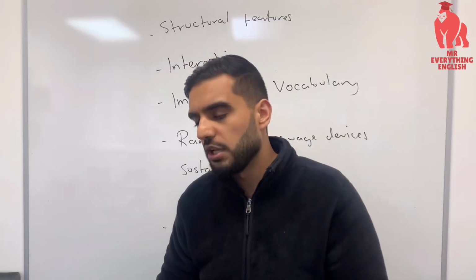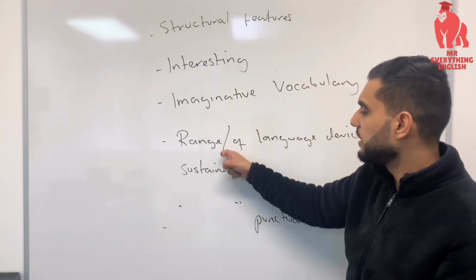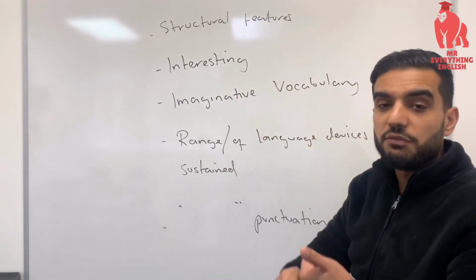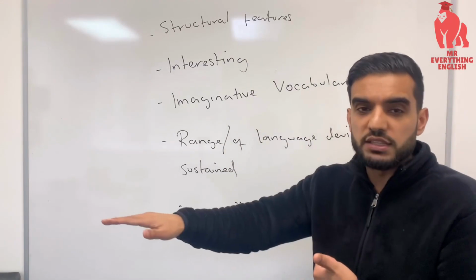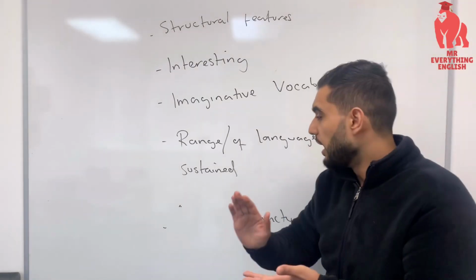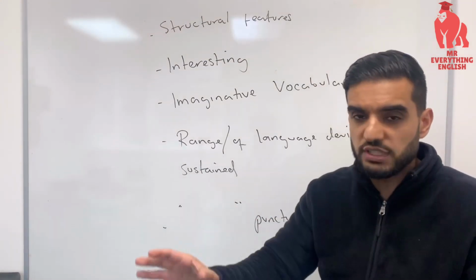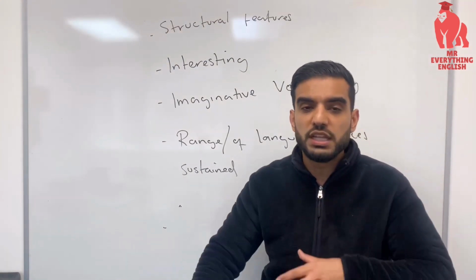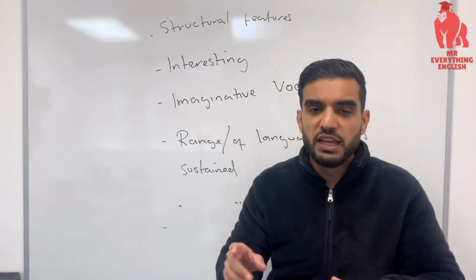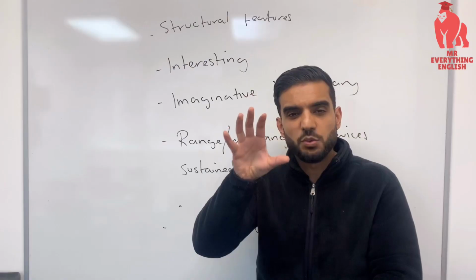So guys, let's do a recap. Number 1, it must be interesting. Now, how do you make it interesting? By having this, and this. Having imaginative vocabulary throughout the entire piece. Having a range of language devices throughout the entire piece. A range of punctuation and a range of structural features. Long sentences, short sentences, zooming in, zooming out, shifting focus, a cyclical structure, which is when you start and you end in a similar way.